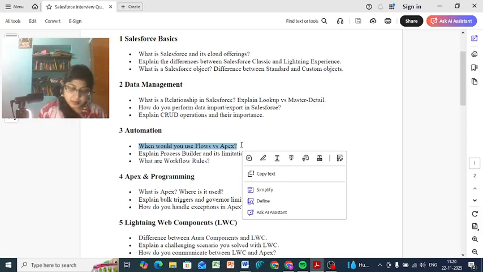Let's take an example. Suppose you need to update 5,000 contact records when an account changes. A flow will hit governor limits. Apex with bulk processing handles this efficiently. This is why knowing when to go declarative versus programmatic is essential for every Salesforce professional.